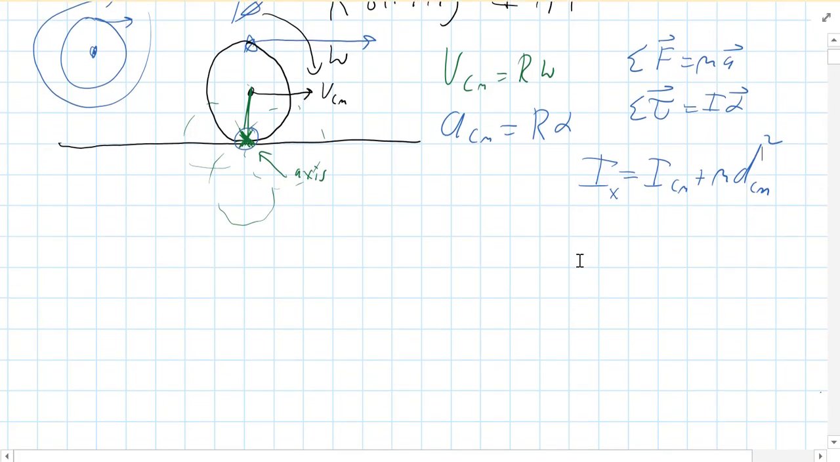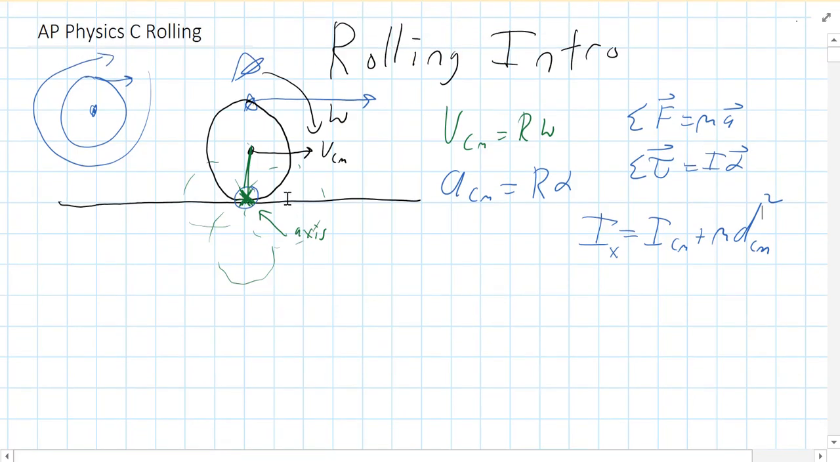Now, what if I ask you what the total kinetic energy of this wheel is as it rolls down the road? Okay, well, let's start with comparing that. Imagine I had a second wheel, same mass and everything, moving at the same velocity, but let's pretend that it's on ice and it's not rolling. It's just flat out moving or sliding to the right.